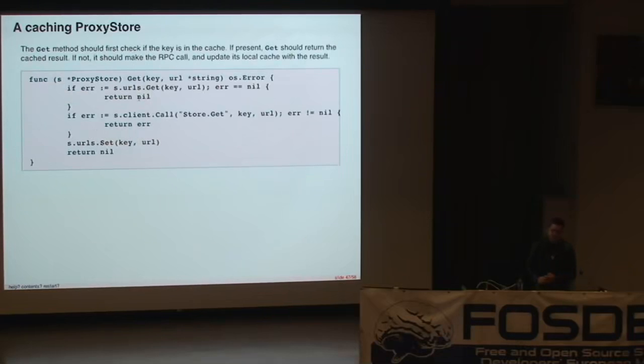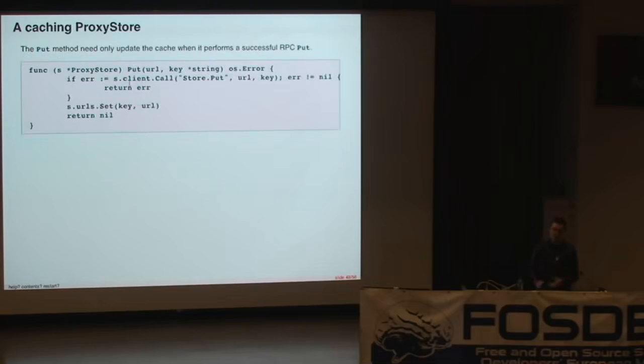And then I modify my proxy store's get and put methods, so that first it tries to get from the local URL store cache, and if it finds something in the cache, if error is nil, I can return, and then this URL value will be updated with the cached value. Otherwise, I try the RPC call, and if the RPC call has a problem, this will return the error. If it doesn't have an error, meaning it's successfully gotten the URL from the RPC server, I'll set that in my URL store cache, in the local cache, and then return no error. And then the put method is simpler. It attempts to do a put to the master RPC server, and if that's successful, it updates the cache.